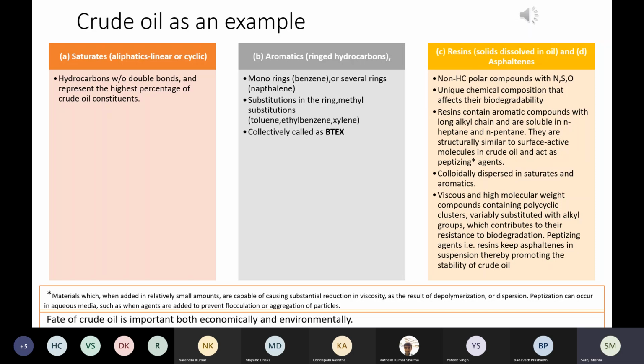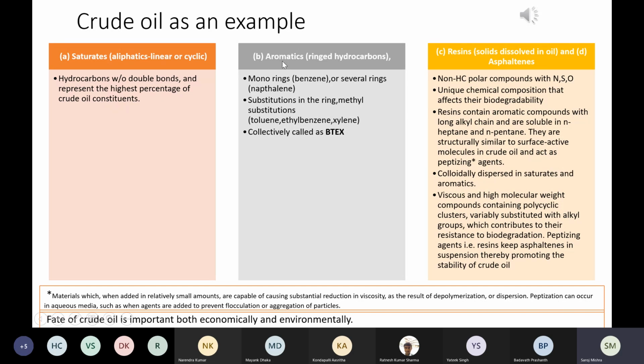Okay. All right. So crude oil is an example which I'm going to consider, and all of these things which we talked about, the organic pollutants, actually come from crude oil. During the processing of crude oil, when you make petrol, there are pollutants called the saturated pollutants. These are aliphatic. They can be either linear or cyclic. These are hydrocarbons, and since we say saturates, these are without double bonds. They represent the highest percentage of the crude oil constituents.